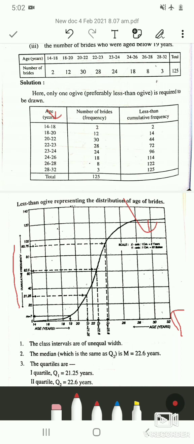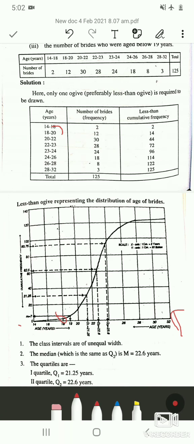Note that you shouldn't start your axis from 18, because we have to join this curve to the lower limit of the first class interval. So the lower limit value is 14. So start your axis with 14. Don't directly start from 18. Though we are marking the first value at 18, we have to join the curve to the lower limit of the first class interval. So for 18, mark a dot for the less than cumulative frequency, which is somewhere here.